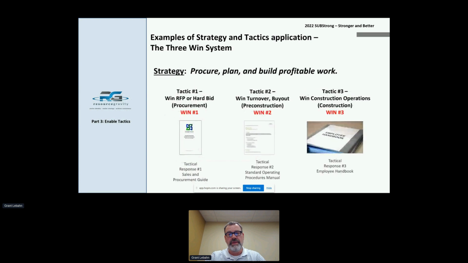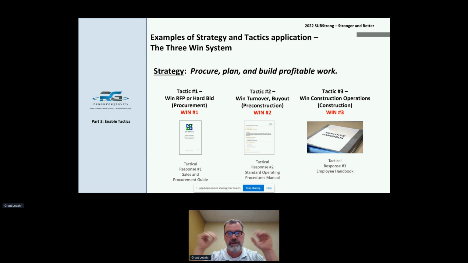So in the same kind of thought process, I'm going to use this in another example, another application of tactics and strategy in what we do. I'm going to keep it at a very high level. A lot of times we can simplify what we do into three different areas, and I call it 3 wins.